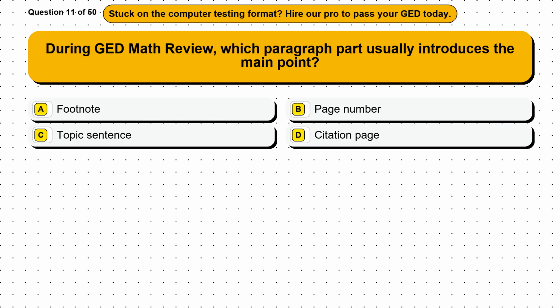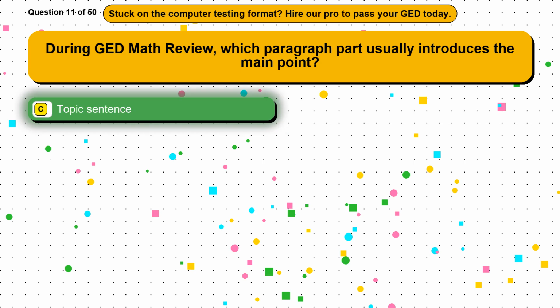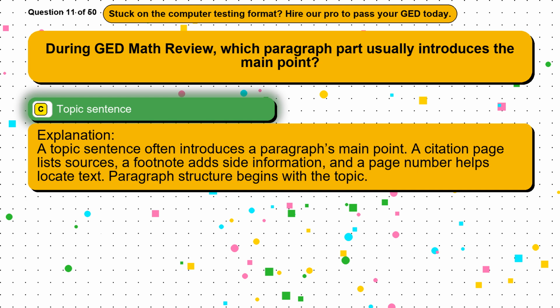Question 11. During GED Math Review, which paragraph part usually introduces the main point? Option A, footnote. Option B, page number. Option C, topic sentence. Option D, citation page. The correct answer is option C, topic sentence. A topic sentence often introduces a paragraph's main point. A citation page lists sources, a footnote adds side information, and a page number helps locate text. Paragraph structure begins with the topic.